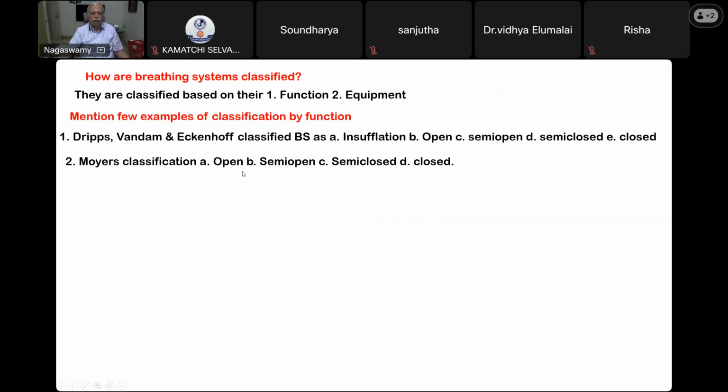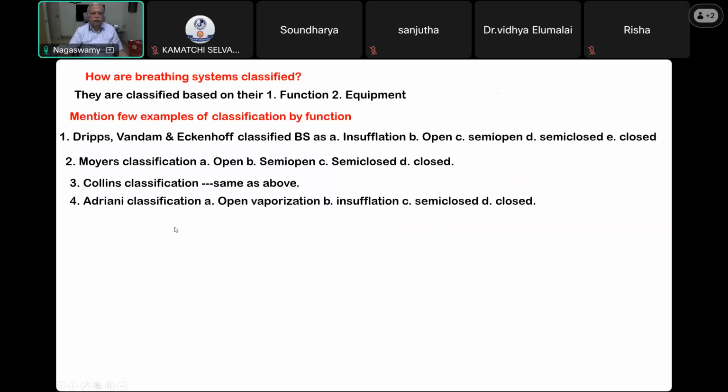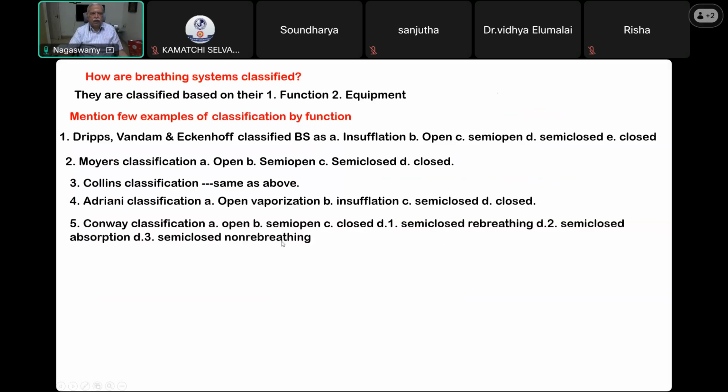Moyer classified it as open, semi-open, semi-closed and closed. And Collins the same. And Adriani classified it as open vaporization, insufflation, semi-closed and closed. And Conway's: open, semi-open, closed, semi-closed rebreathing and semi-closed absorption, semi-closed non-rebreathing. So these are some of the classifications made on the functional status.